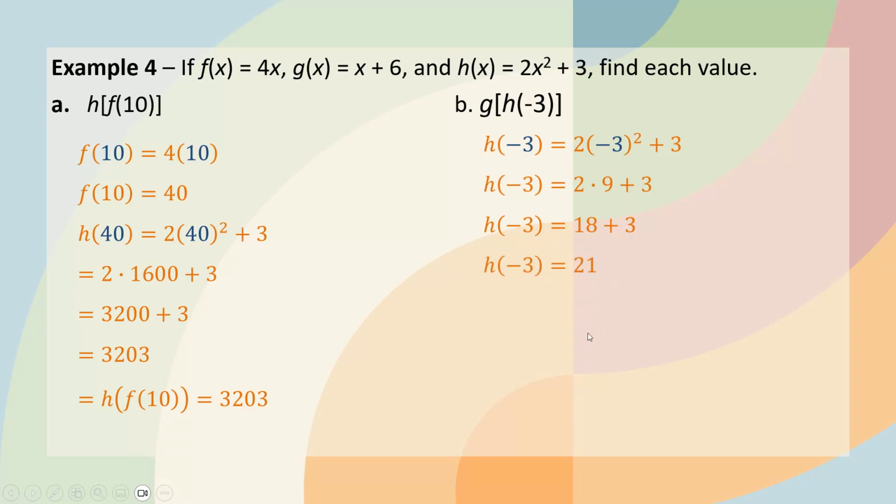That output becomes the input for g. So next we're going to find g of 21. So I replace x with 21, and g of 21 equals 27. So back to our original notation, g of h of negative 3 is 27.